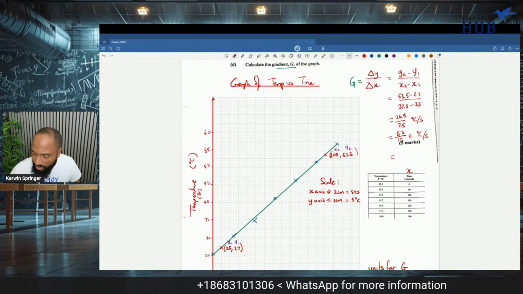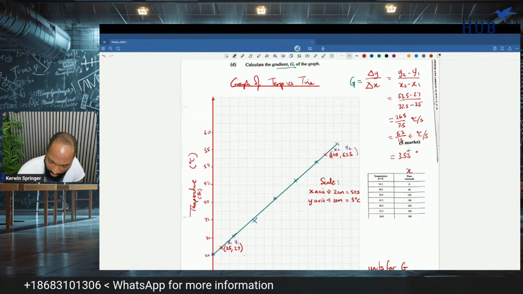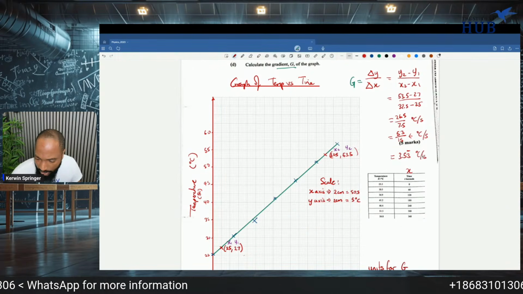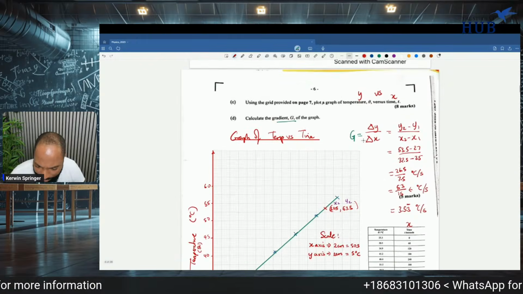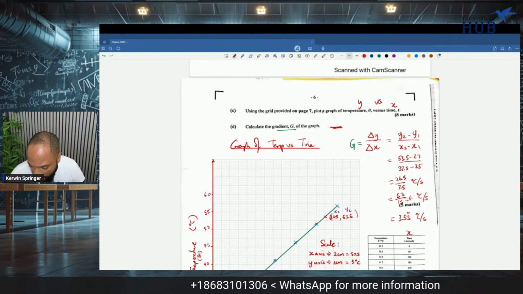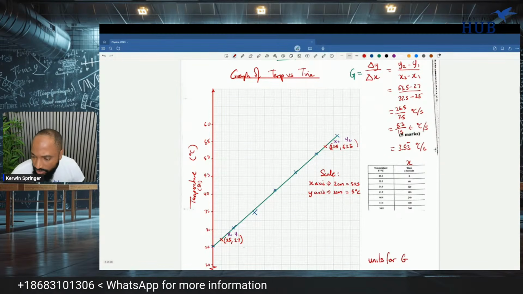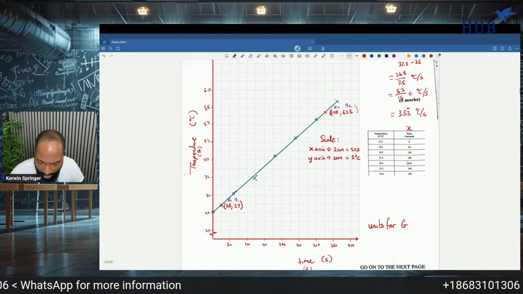3.53 recurring. I can put the recurring to get exact too. Recurring, degrees Celsius per second. Then ask for any specific significant figures. So this is already correct. This is already correct as well. If you round it off, say to two, you round it off to, right?